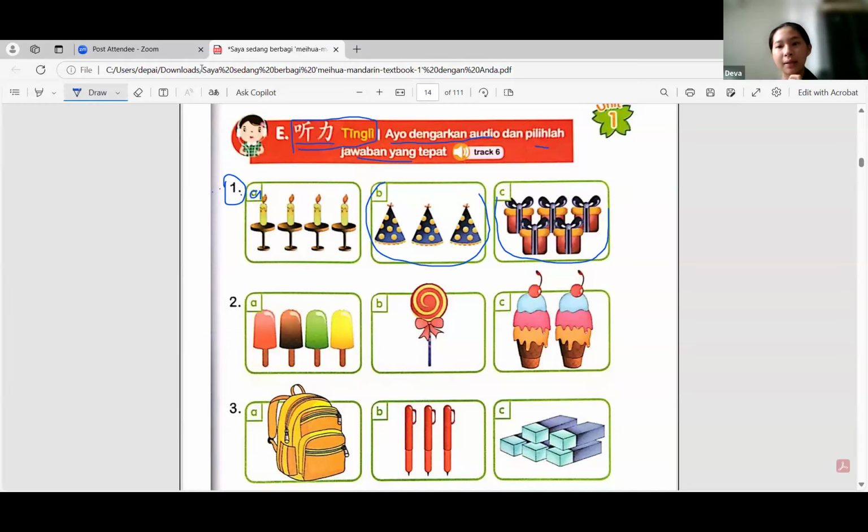Contohnya, kalau misalkan nanti Laoshi bilang soal nomor 1, contoh, san ke. San ke ini kalian harus tahu dulu, san itu berapa? Kenapa, Grace? Dan itu kan 3. Ke itu kata penggolong. Berarti ada 3 buah. Iya, bagus ya, Grace. Ada 3 buah.